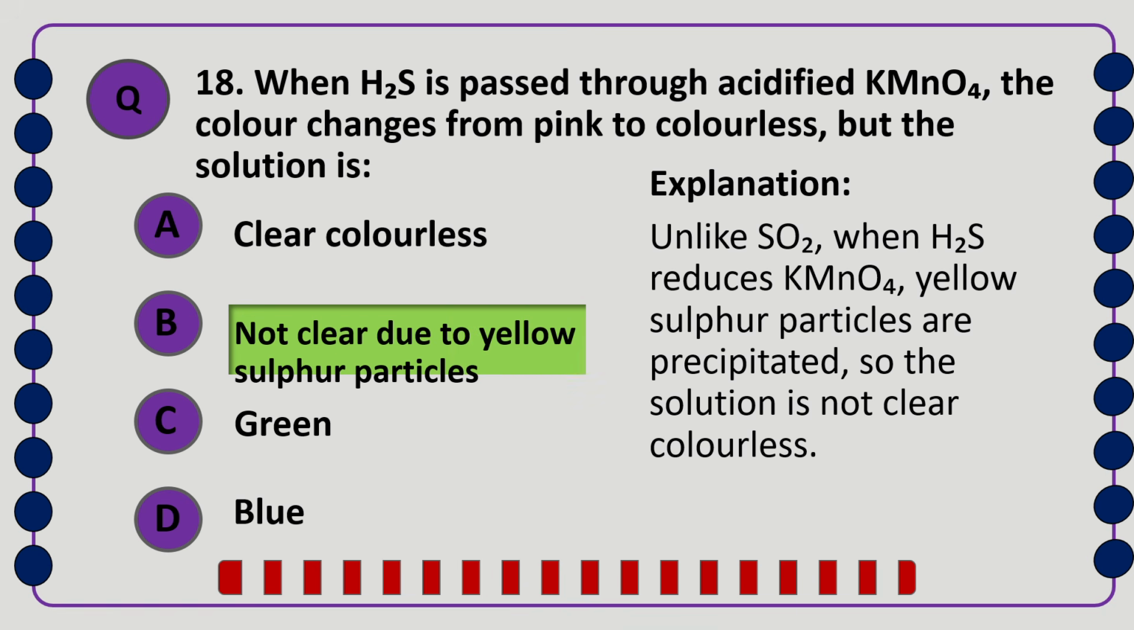Not clear due to yellow sulfur particles. So unlike sulfur dioxide, this test is given by sulfur dioxide also. But what is a major difference between both of them is the yellow particles. So if you get yellow particles, it is H2S, and if you don't get yellow particles, then it is sulfur dioxide. I hope this is clear. Let us move to the next question.